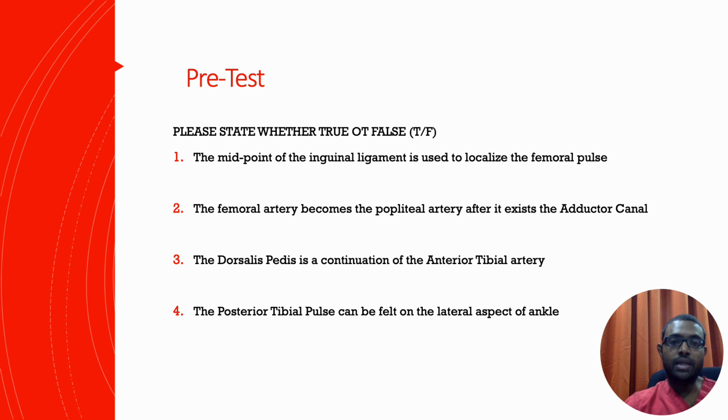Now, we will do a pretest where I have identified 4 statements, and I would like you to determine whether they are true or false. So the first statement is, the midpoint of the inguinal ligament is used to localize the femoral pulse. Secondly, the femoral artery becomes a popliteal artery after it exits the adductor canal. Thirdly, the dorsalis pedis is a continuation of the anterior tibial artery. And finally, the posterior tibial pulse can be felt on the lateral aspect of the ankle. So I'm just going to give you a couple more seconds to scribble quickly what your answers are for these 4 statements. And then we move on.